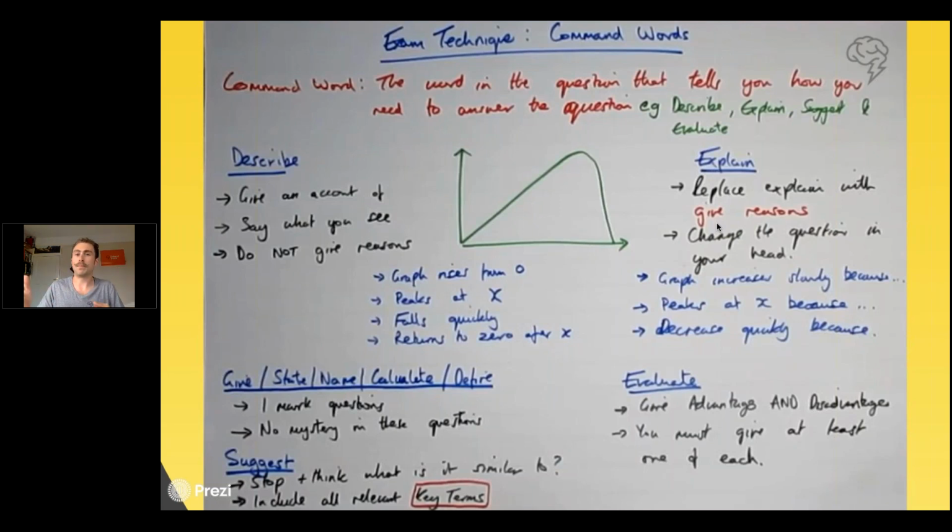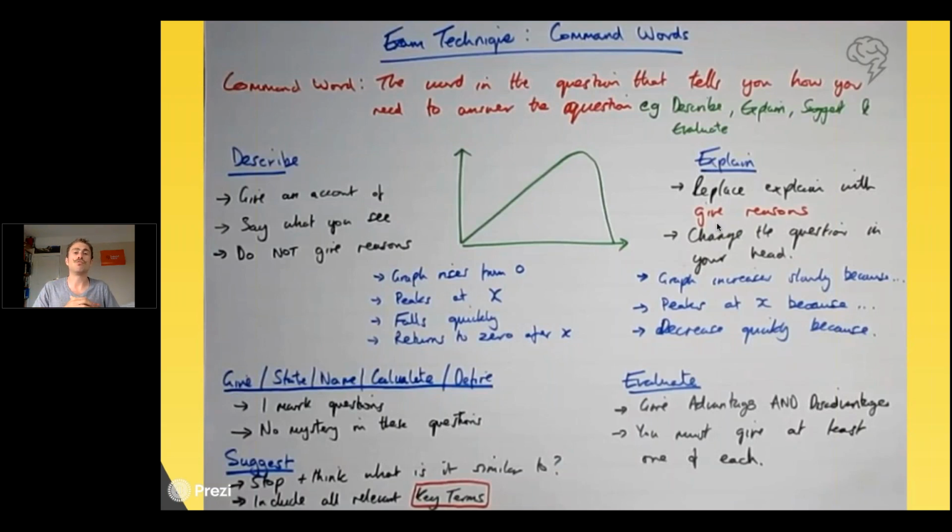Give reasons for this happening. Give reasons for that happening. If it's a 4-mark question, give 4 reasons why this happens. If you give reasons in the question, it automatically demystifies it a bit. It helps break it down so that it's easier to comprehend, and understanding the question is the first battle.